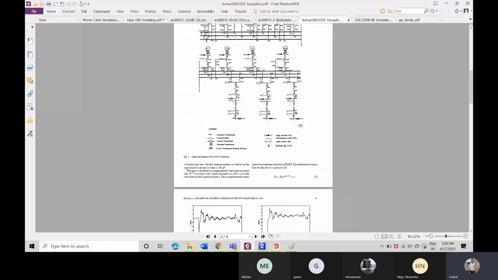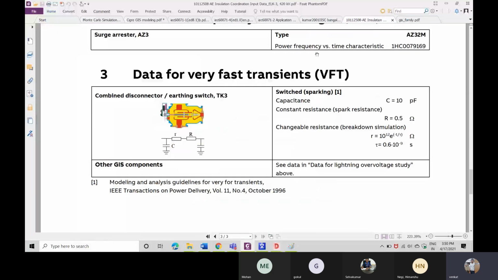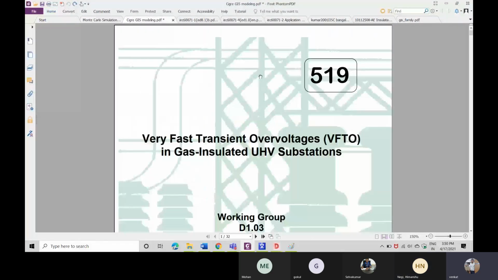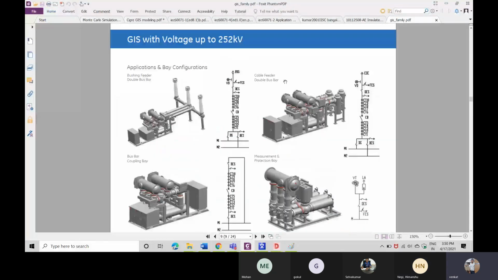Other things I have to share. I hope that is enough. I will also share the insulation input. You got this input, right? I got this also. Then I will share these two papers.